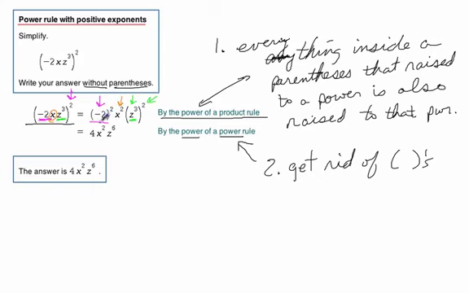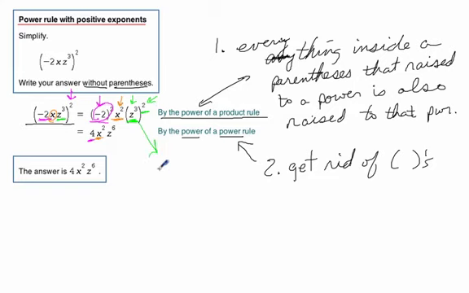So in our first step, we've got negative 2 to the second power. That's negative 2 times negative 2, which gives 4. Next, we've got x to the second power. That just stays as x to the second power. And then lastly, we've got z to the third raised to the second power.